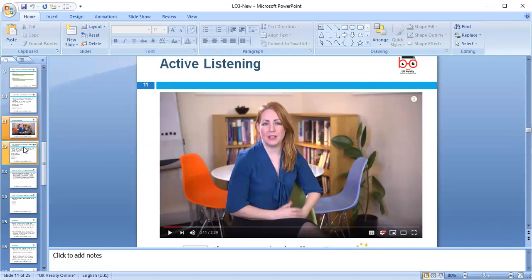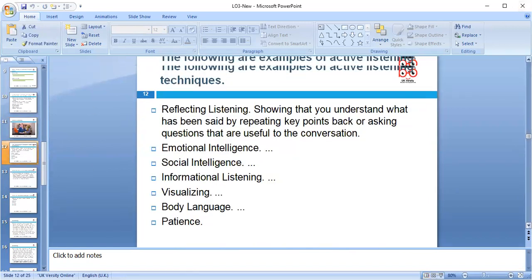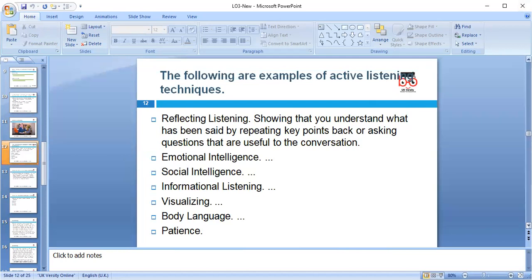Okay, thank you. As we know, active listening, we discussed and watched what is meant by it. The following example of active listening is reflecting on the listening, showing you understand what has been said by repeating the key point back and asking questions that are useful in conversation: emotional intelligence, social intelligence, informational listening, visualizing body language and passions, which is very important and we have to do.